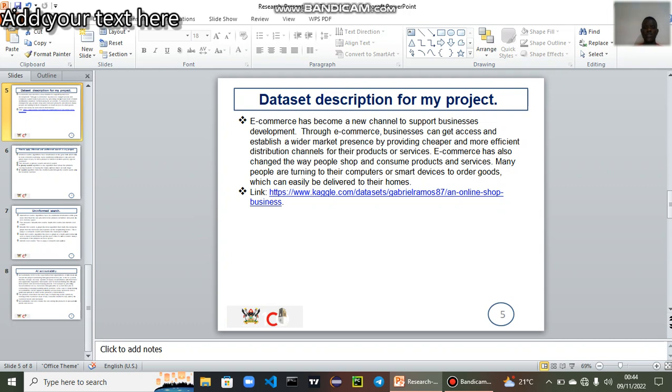So e-commerce has also changed the way people shop and consume products and services. Many people are turning to their computers or small devices to order goods, which can easily be delivered to their homes. That's just in accordance with our project. Someone is in a position to come and order the products of their choice, and then the one who deals in such products is in a position to deliver them to the different destinations of the customers.